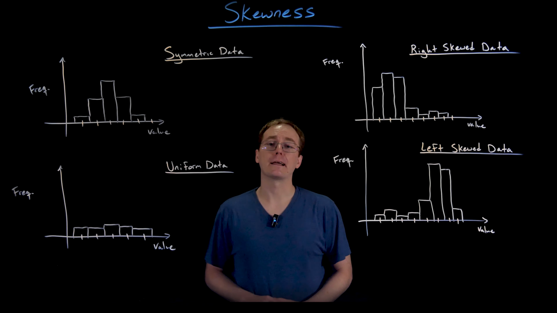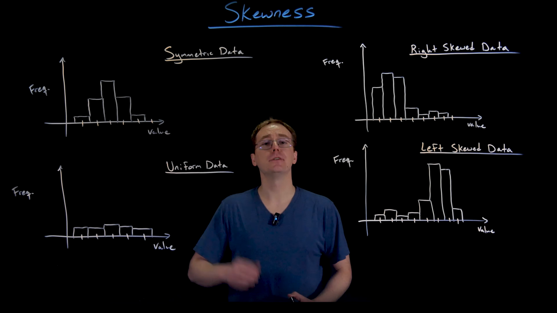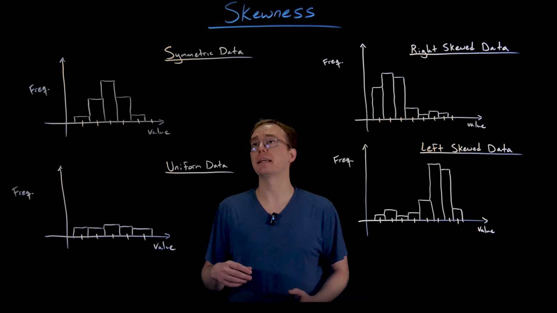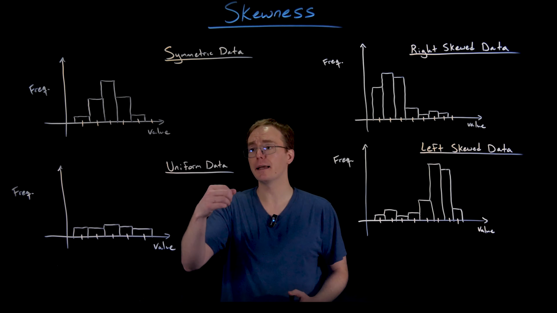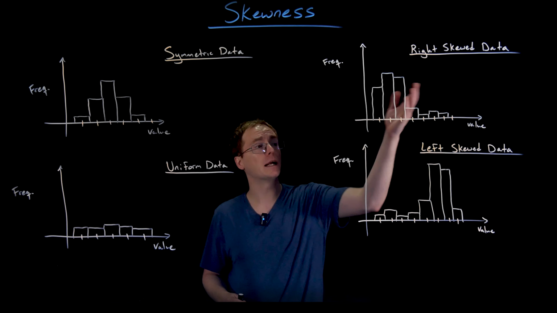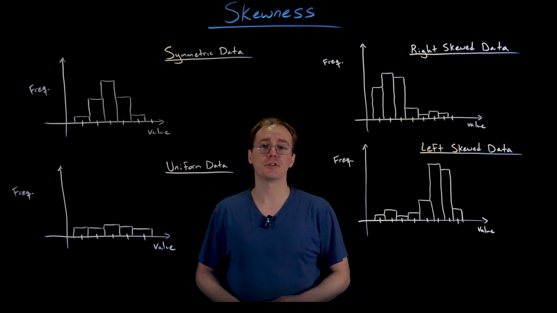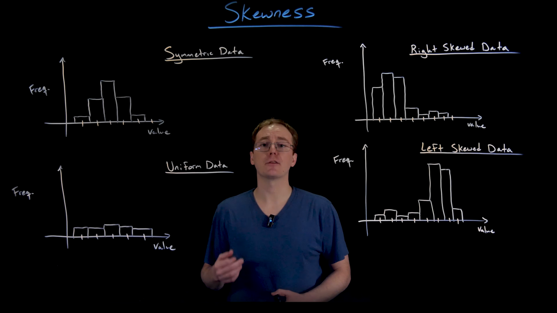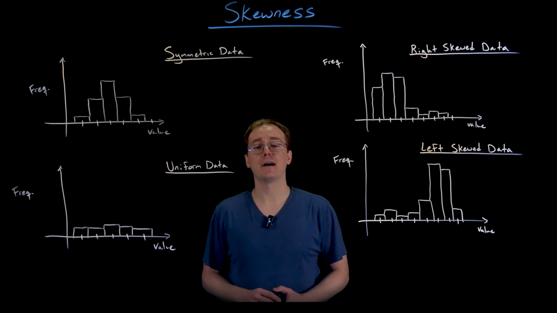Hello everyone, welcome back. In this video, we're going to talk about skewness and how the data can be distributed in different ways. So we're going to talk about 4 different ways that data is commonly distributed. We'll talk about data that is distributed in a symmetric way, a uniform way, a right-skewed way, and a left-skewed way. We'll talk about how we can identify these different types of skewness by looking at visualizations of the data, but also how we can identify these different types of skewness when looking at numerical statistics of the data, like the median and the mean.